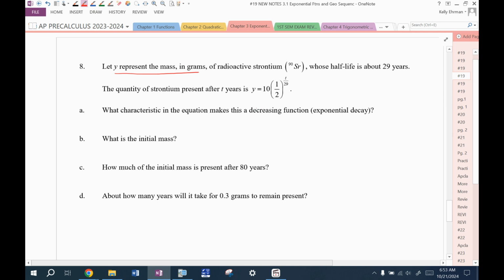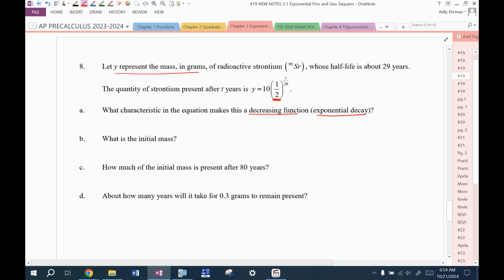All right, so what characteristic in this equation makes this a decreasing function, or why is this exponential decay? We get that question in multiple choice a lot, and this is kind of an easy one to answer as soon as you realize what you're looking for. When the base number is smaller than 1, you're going to have a decreasing function. We looked at that with our exponential graphs before.